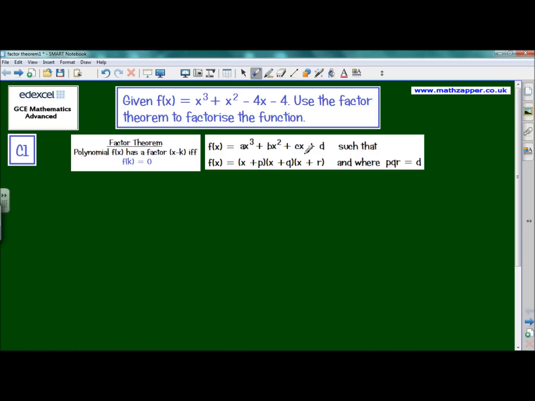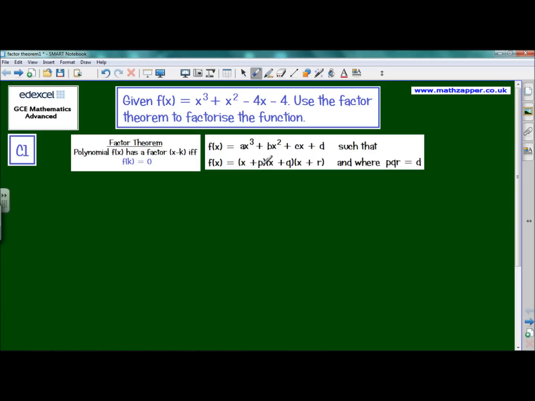The standard cubic function is ax cubed plus bx squared plus cx plus d, and if there are 3 unique factors, then it will be in the form f of x equal to x plus p, multiplied by x plus q, multiplied by x plus r. Now, if you multiply p by q by r, it will equal d. And the reason to do this is it saves a lot of time that you would normally spend in trial and improvement methods.